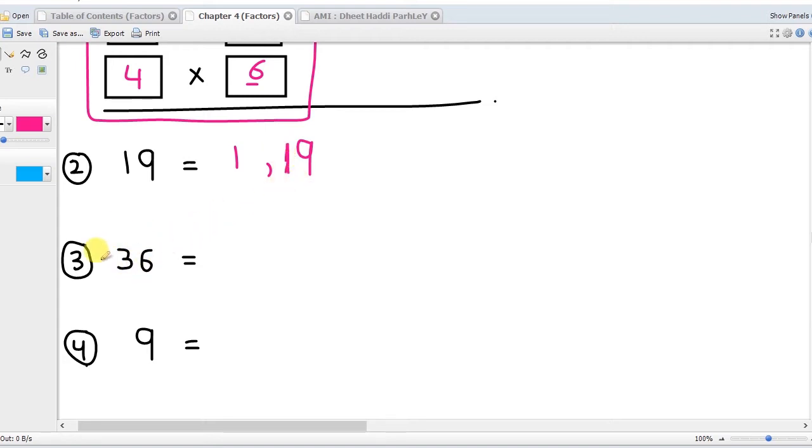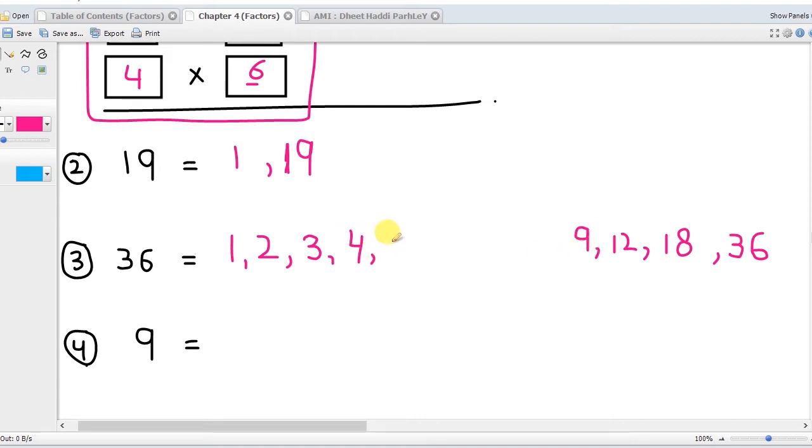Okay, next, 36. Starting with 1 times 36 is 36. Let me write the other number 36 at the extreme right side. Then on the times table of 2, 2 times what number is 36? 2 times 18 is 36. 3 times what number is 36? Yes, 3 times 12 is 36. Then 4 times any number will give you 36. Yes, 4 times 9 is 36.